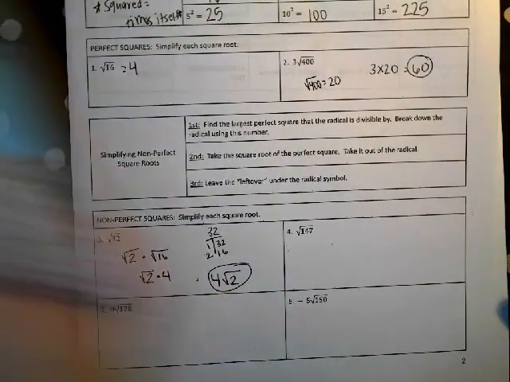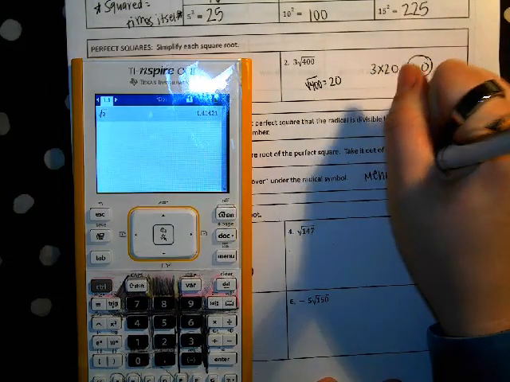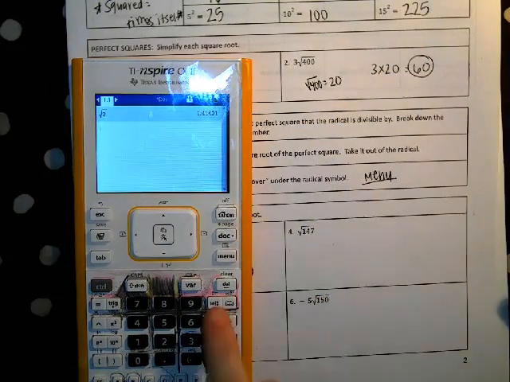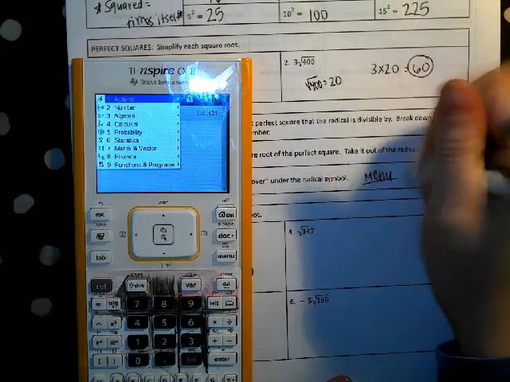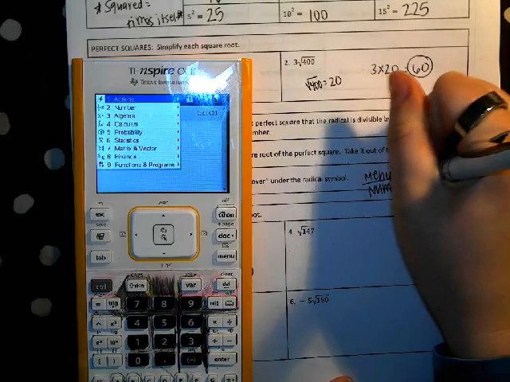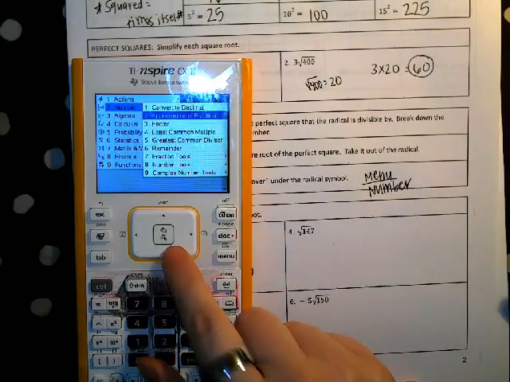Now there's another way that has the calculator do most of it. So I'm going to write the steps right here. First you're going to click on the menu button, and then you're going to go to where it says number. That's number 2. And then you're going to go to where it says factor.